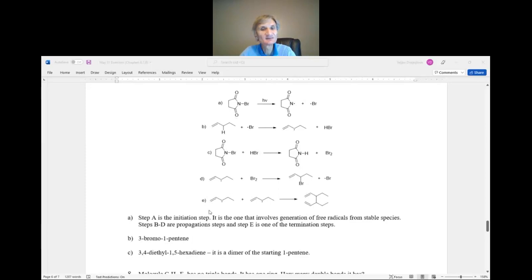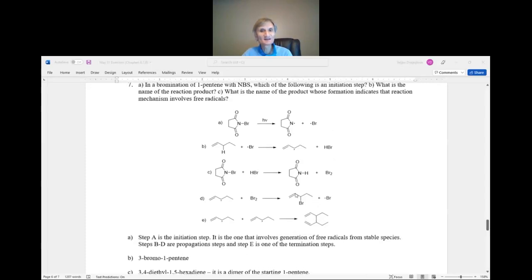And finally, the termination step is one in which free radicals terminate. That's where 2 free radicals react with each other to give some stable species. There are other ways than 2 free radicals reacting with each other for termination, but that's typically the way it happens. So I just mentioned the name of the product. It's 3-bromo-1-pentene. This is the reaction product.